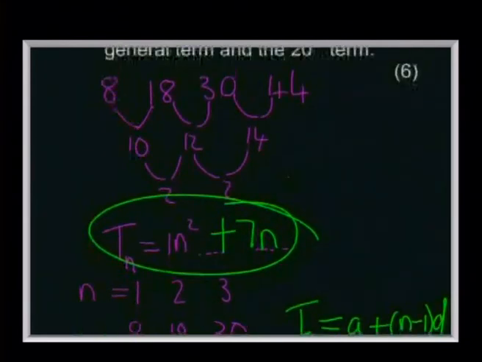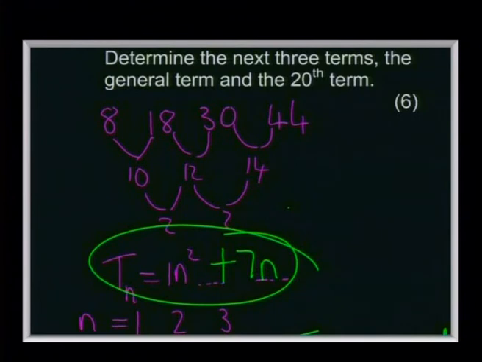Again, there are so many places where you can go wrong, especially with these. So let's check whether if I put 3 in the place of n in this formula, I do in fact get 30. So 3 squared is 9, plus 7 times 3 is 21. 9 plus 21 does give me 30. So this formula works, which is really cool.